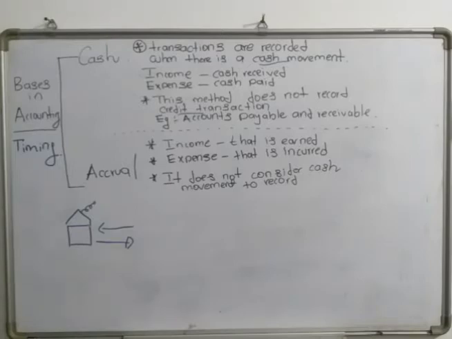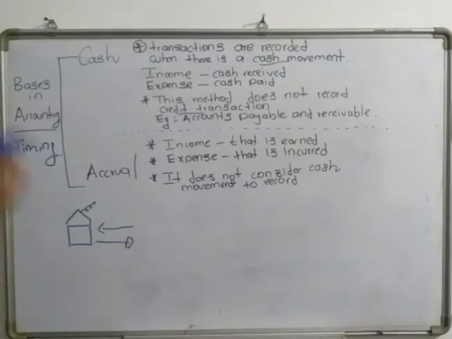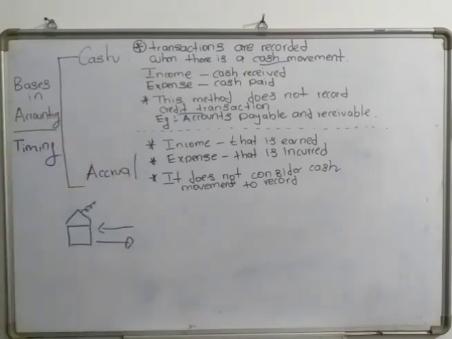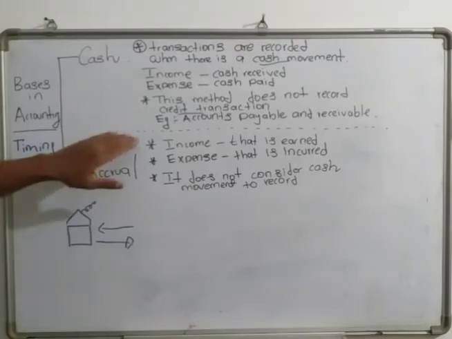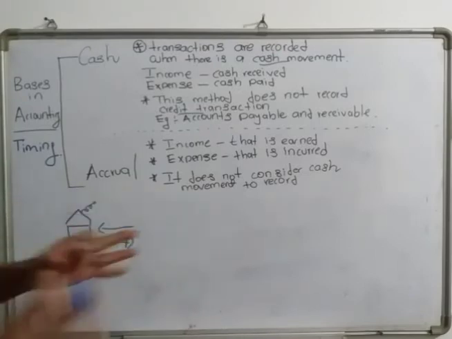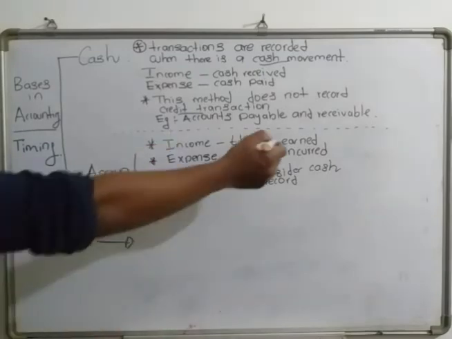In contrast to cash basis, in accrual basis, you will see when the transaction actually occurred. In the case of income, you will see when that income is earned actually, irrespective of when that cash is received from your customers. When that sale happened actually. You won't bother about cash movement here. You are not going to consider cash movement. You will see when this income is earned.